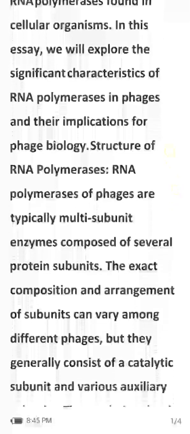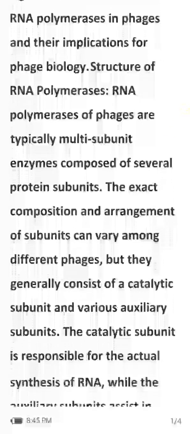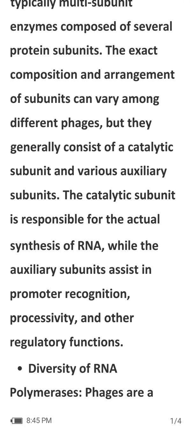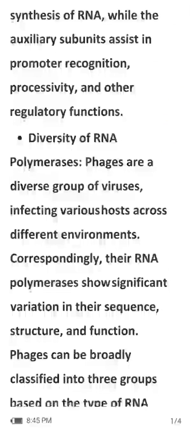biology. The structure of RNA polymerase of phages: they are typically multi-subunit enzymes composed of several protein subunits. The exact composition and arrangement of subunits can vary among different phages, but they generally consist of a catalytic subunit and various auxiliary subunits. The catalytic subunit is responsible for the actual synthesis of RNA, while the auxiliary subunits assist in promoter recognition, processivity, and other regulatory functions.